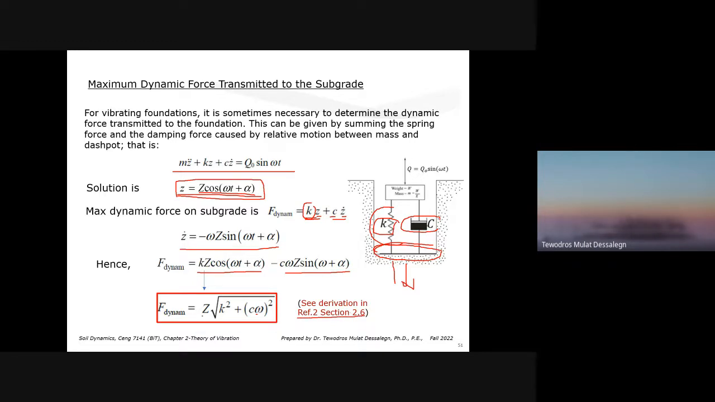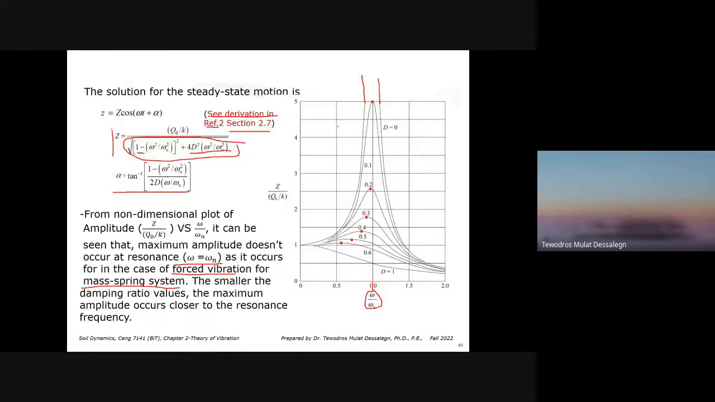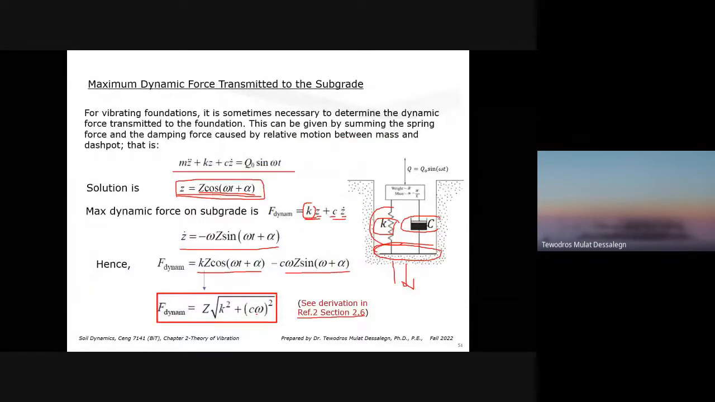Now, Z is the amplitude. Even if we simplify it here, this is the equation for Z. Q naught by K, if you take it to the other side, this whole thing is D. Or in the previous page, we have it here. Z equals Q naught by K times the square root of this whole term. So everything is known. If you know a spring mass damper system with a constant cyclic force acting on it, then you can find the maximum force going to the subgrade.